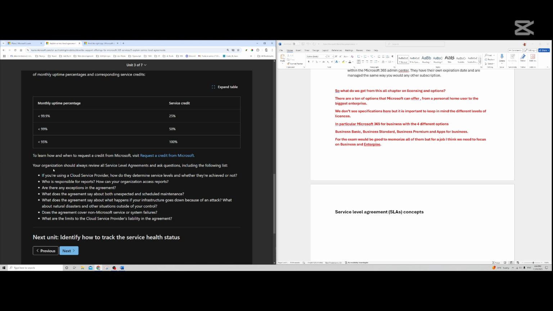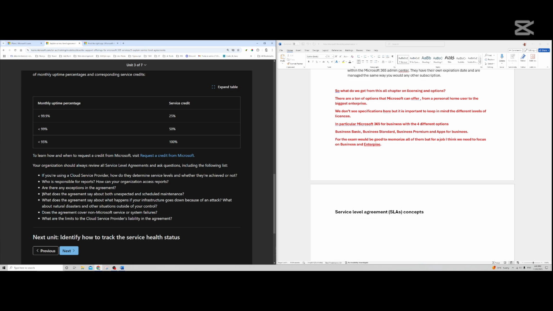Your organization should always review all service level agreements and ask questions, including the following. So this whole list is questions that you can ask when you sign a contract.